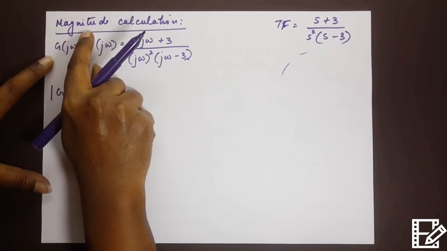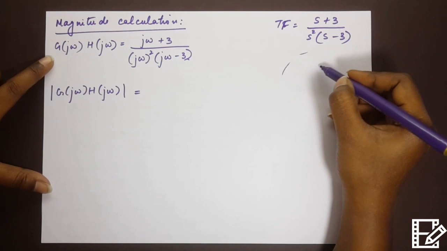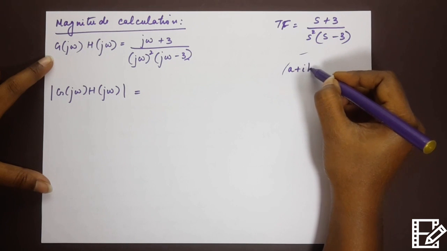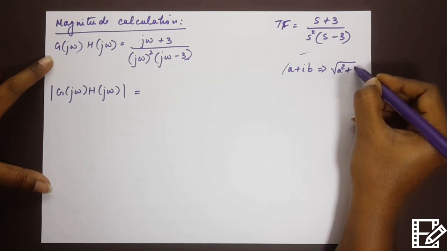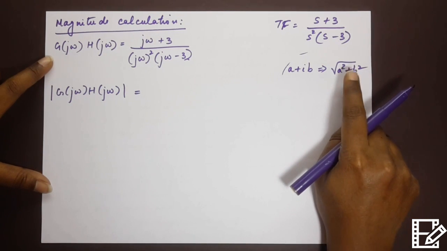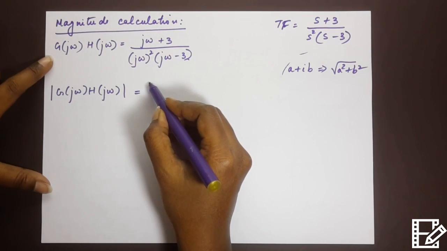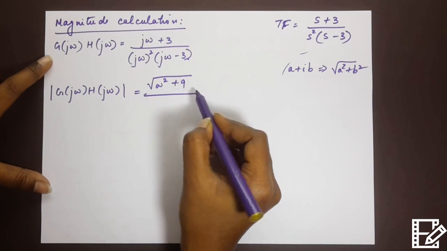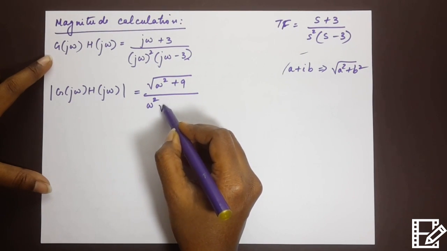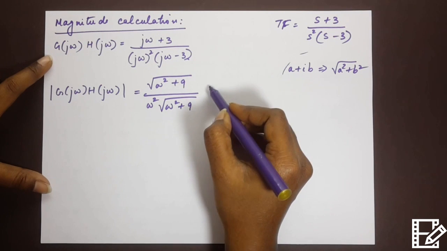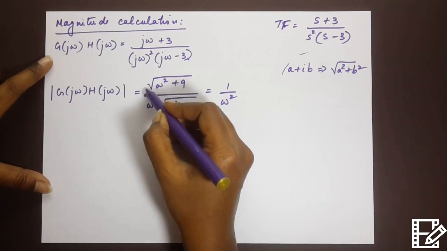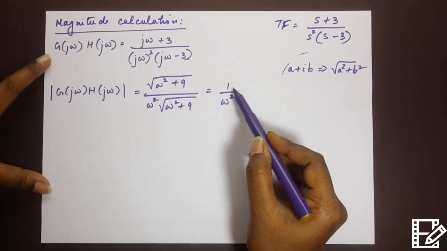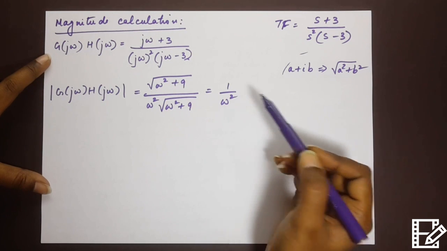The modulus represents magnitude, and for a complex number a plus ib, the magnitude is root of a square plus b square, right? So we are going to apply the same thing over here. So we have root of omega square plus 9 divided by omega square into root of omega square plus 9. Both of these get cancelled out. So the magnitude of the given transfer function feedback system is 1 by omega square.